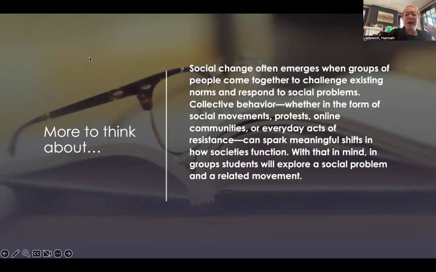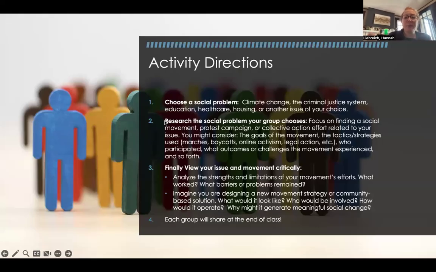And so I encourage you to think about different social movements, especially more recent ones, and how they're in conversation with each other and how that leads to changes in our society. And so you can think about choosing a specific social problem related to some of these topics here. These are a lot of the popular ones that we hear a lot about in the news: the criminal justice system, climate change, education, healthcare, housing, or there might even be another issue that you really care about related to social problems and social change.